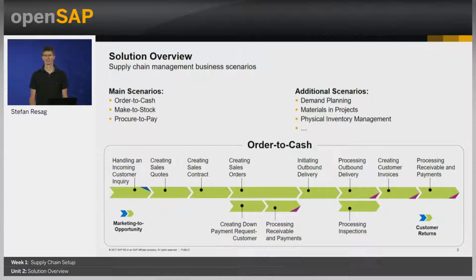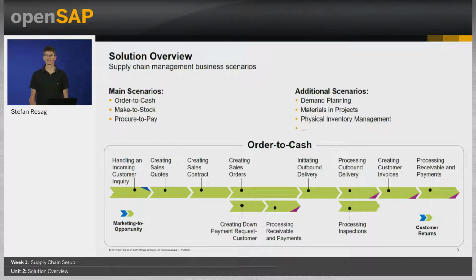I've highlighted the 3 scenarios that I would call the main business scenarios, which are order to cash, make to stock, and procure to pay. As an example, you see the processes that are part of the order to cash scenario, illustrated by the green chevrons. It covers all steps from generating sales demand from customers to shipping the goods to the customer, and it also includes invoicing and the payment process.